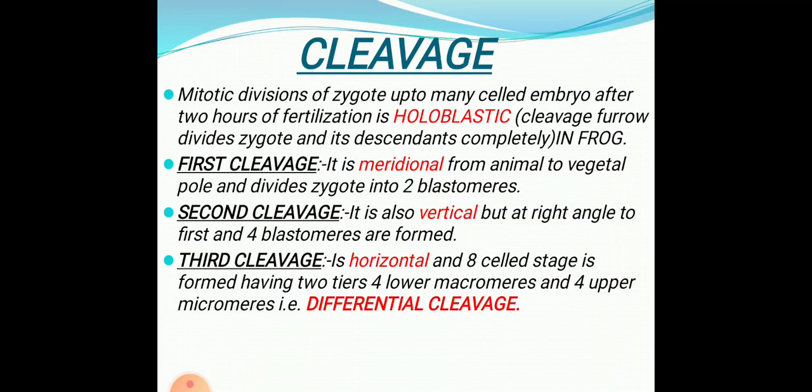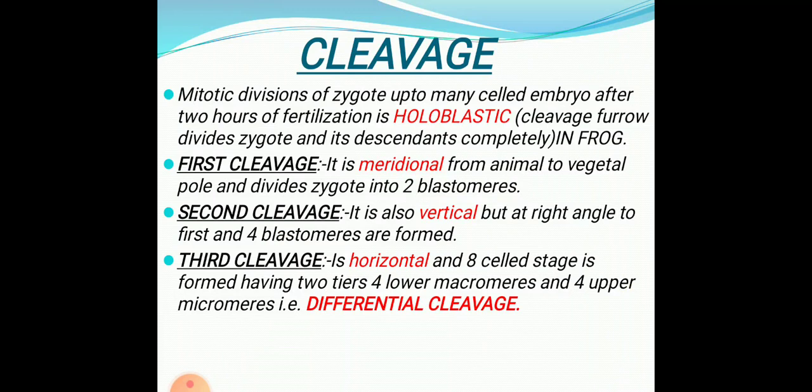The first cleavage is meridional, meaning it passes through the egg center, resulting in the formation of two equal blastomeres. So in the first cleavage the egg divides, and we call it meridional. The plane of first cleavage is meridional. It passes through the egg center, resulting in two equal blastomeres.